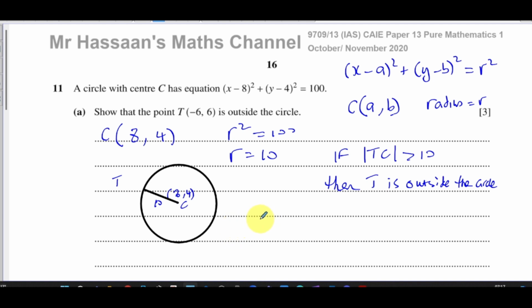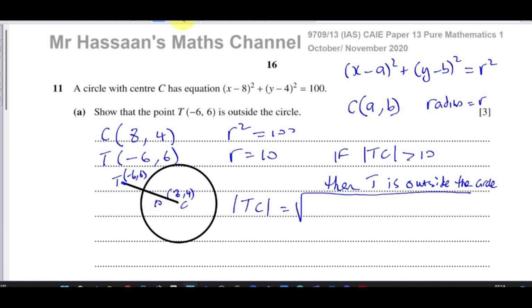All right, so let's work out the length of TC. Now we know T has the coordinates (-6, 6). So we can find the length between T and C by using what's called the length formula, which is basically Pythagoras' theorem applied to these points. Let's say T is over there somewhere. We know that it's outside the circle, so I'm going to draw it like this, but we have to prove it. So this is (-6, 6).